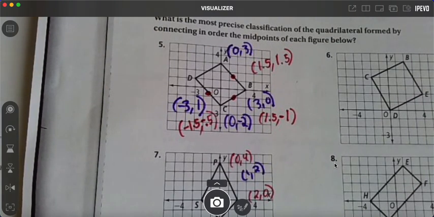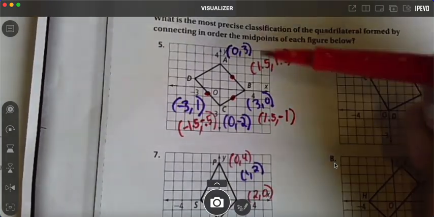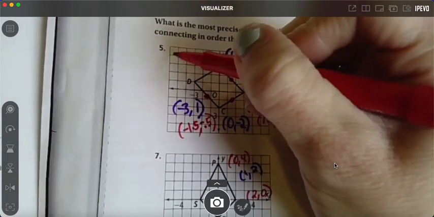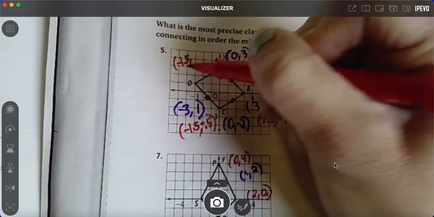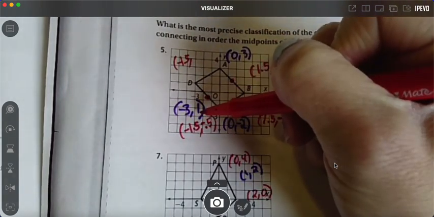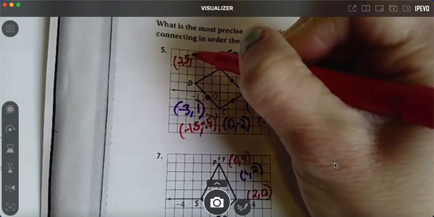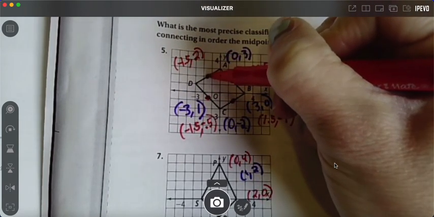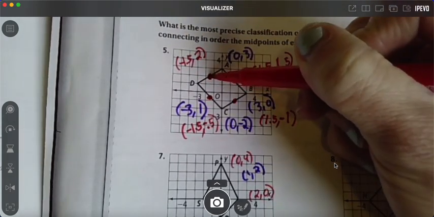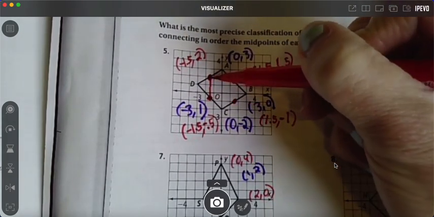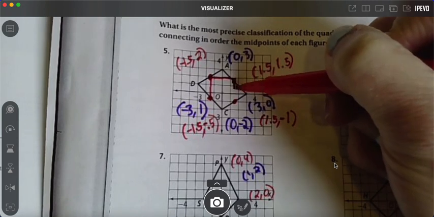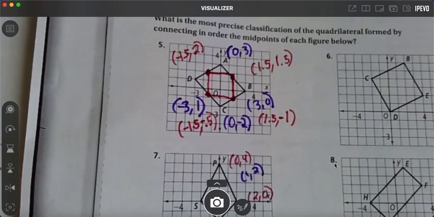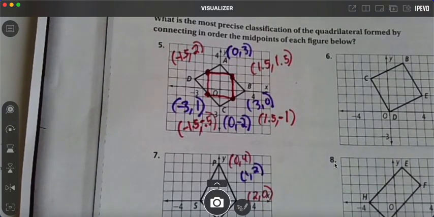Now let's see what's next. I'm going to add my x's. Negative 3 plus 0 divided by 2, negative 1.5. 3 plus 1 is 4 divided by 2. So I'd go over negative 1.5 and up 2. And again, I should be on that line. Then I just connect my dots. Oops, that's not very accurate.